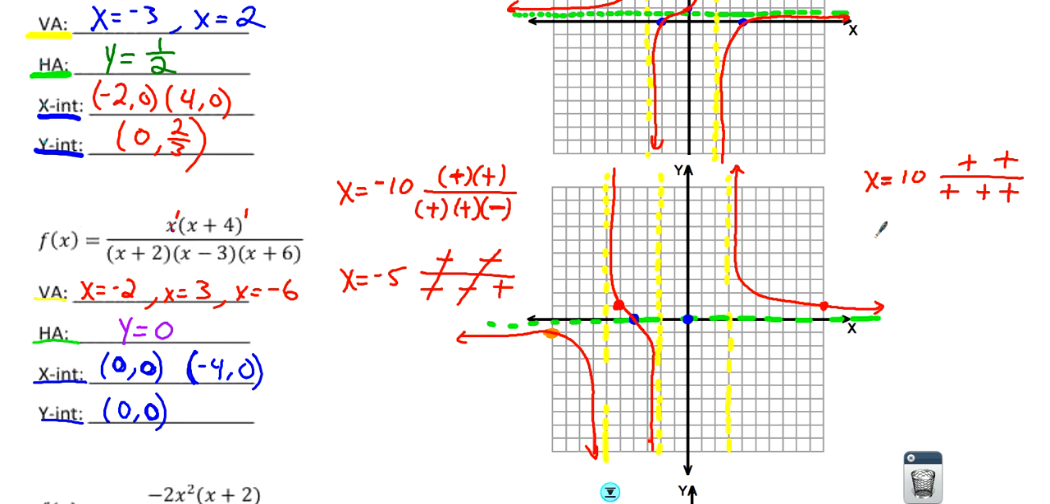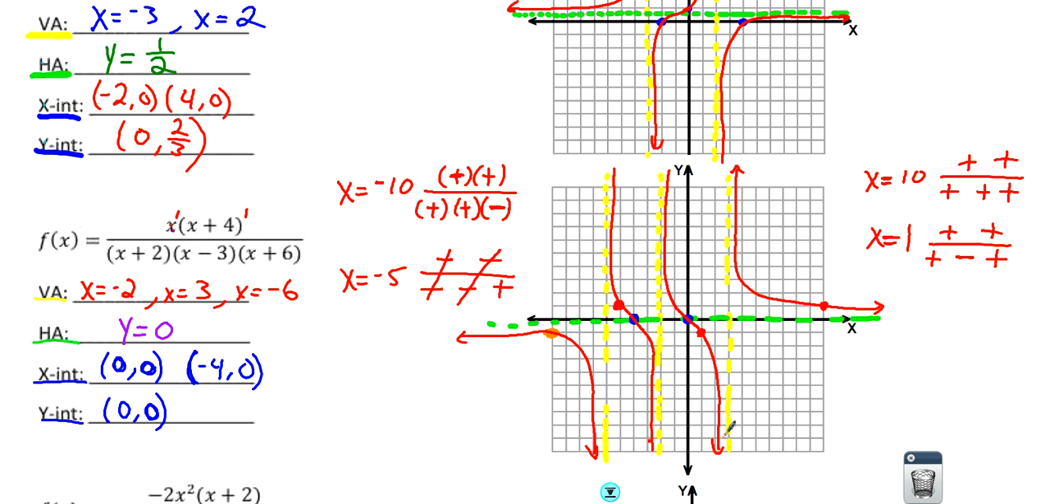And on the other side, I'm going to pick 1. When I plug in 1, I get positive and positive on top, positive, negative, positive on the bottom, which means this is a positive divided by a negative, which is negative. So it's going to be on the negative side here, which means it's going to look very similar to the other piece. It crosses, and it's on the negative side.